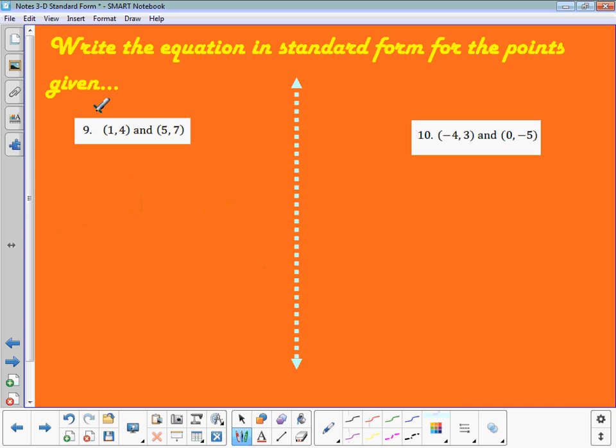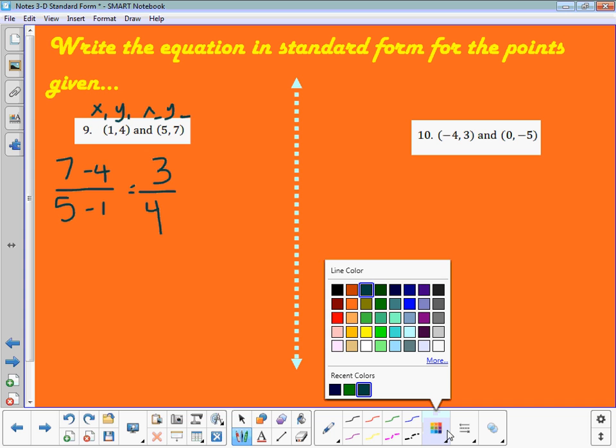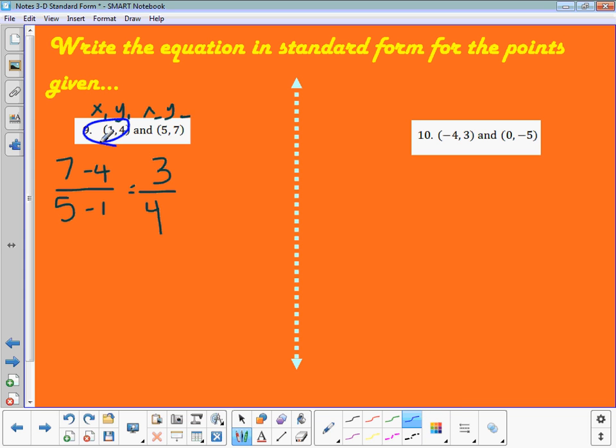So let's label x1, y1, x2, y2. So we have y2 minus y1 over x2 minus x1. So 7 minus 4 is going to give us 3, and 5 minus 1 is going to give us 4. Okay, so from here, we are going to solve and put it in point slope form. So let's go ahead and do that. So let's use this point right here. So we have y, and we're making that puzzle.